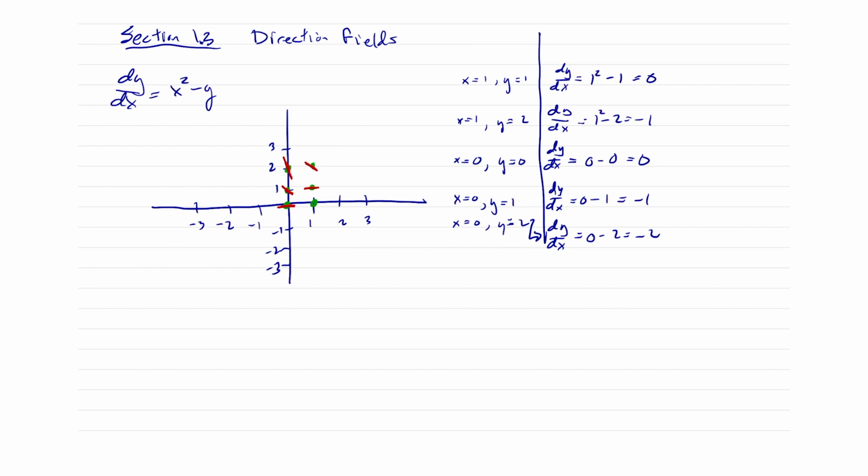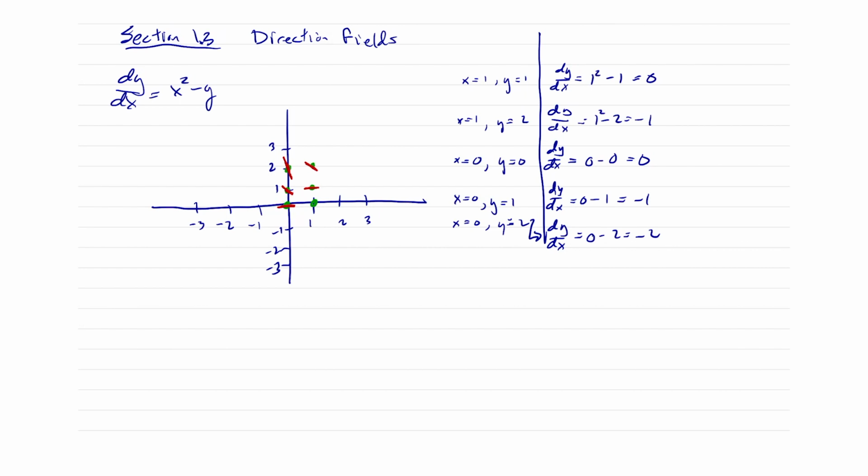Now, as far as your accuracy on an exam, I am not going to be too picky. Just as long as, if it's supposed to be negative, make sure it's negative. And if it's supposed to have a -2 versus a -1, make sure the -2 looks steeper. And if it's 0, just make sure it's flat.